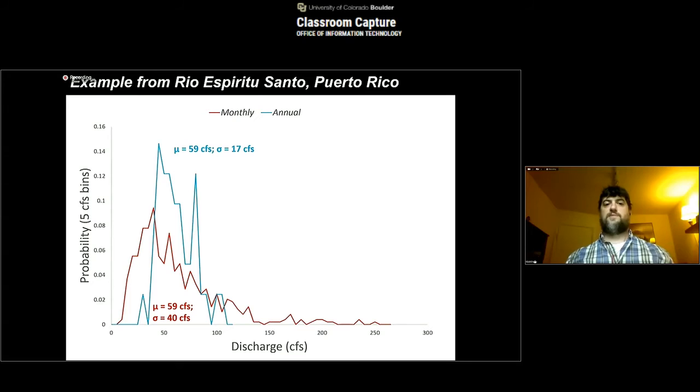So here's the monthly data. Now note, it looks much more skewed. The mean is the same, which is unsurprising because it's the same exact data set. The standard deviation has increased, although as we get more and more skewed, the standard deviation becomes a less useful metric for us, and we'll talk a little bit more about this in a second.